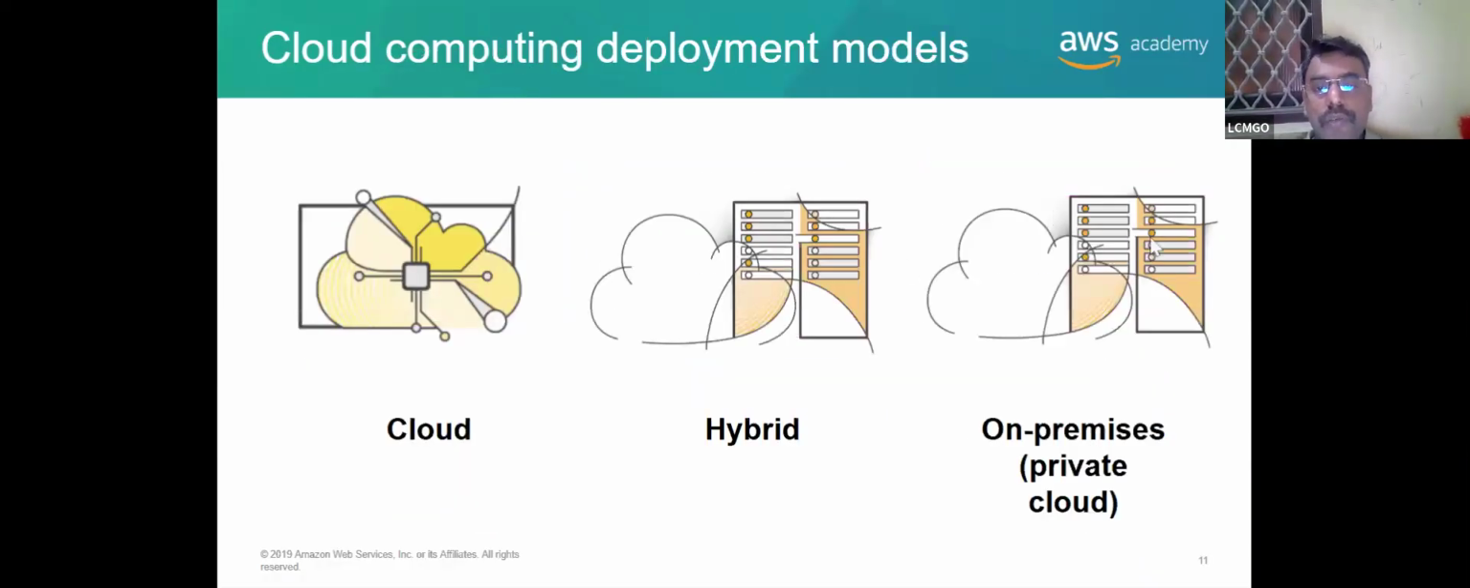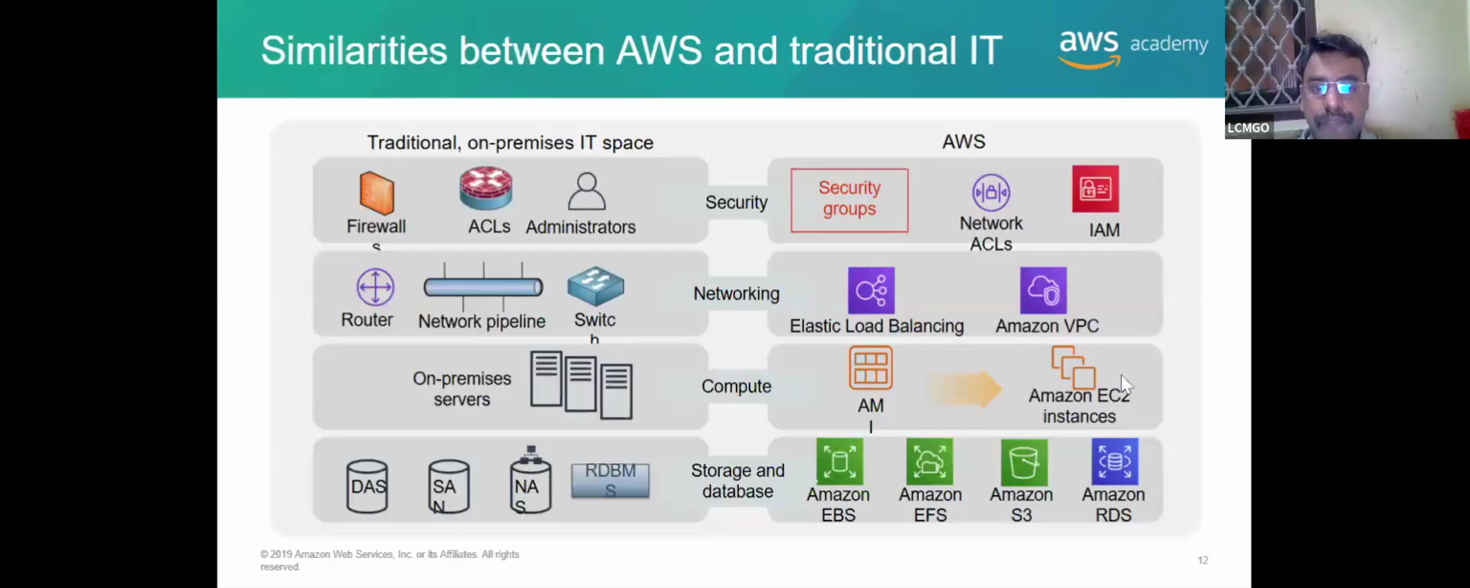Then we talked about cloud computing deployment models: cloud, hybrid, and on-premises. Cloud is public cloud, where everything is in the cloud. Hybrid is half cloud and half on-premises. On-premises private cloud means we have a private cloud on the premises, like IBM Cloud or Salesforce. Public clouds are like AWS, Azure, and GCP, Google Cloud Platform. Whatever you use in traditional IT, you can use in AWS as well. We'll be learning these things.